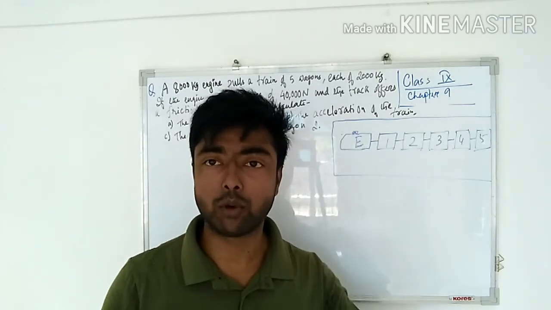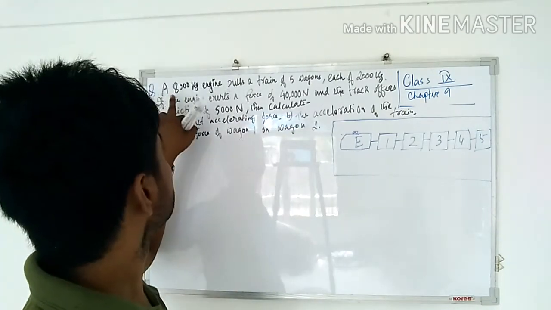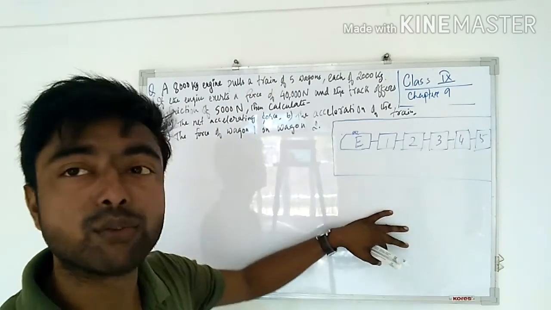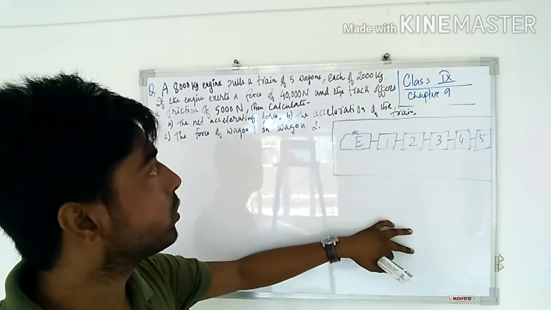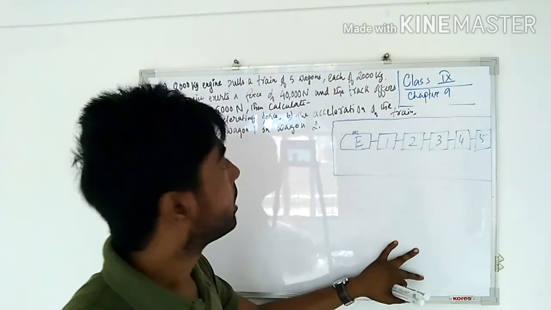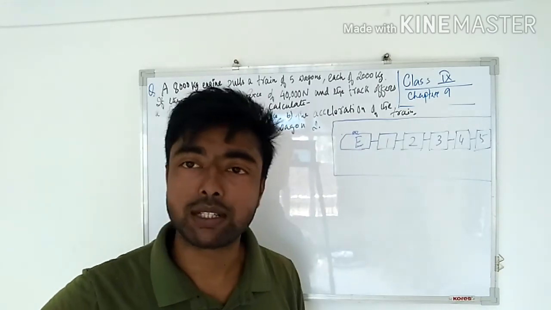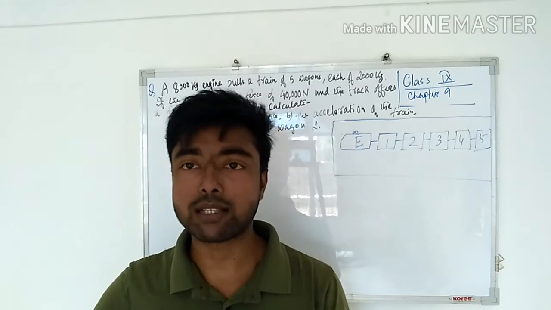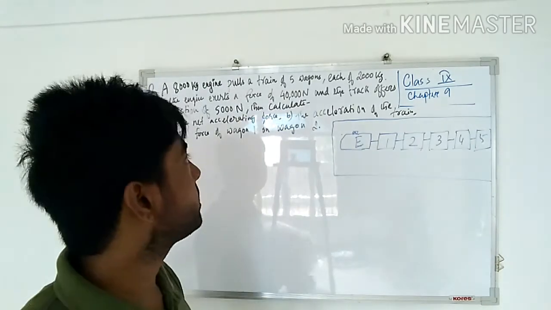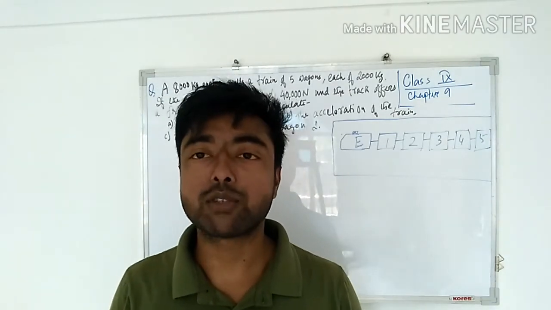Wagons means ये जो हम बोलते हैं ना ट्रेन का डब्बा वो. So, an 8000 kg engine pulls a train of 5 wagons. This engine is pulling how many wagons? 5 wagons, and each of them has how much mass? 2000 kilogram. One wagon has a mass of 2000 kilogram.